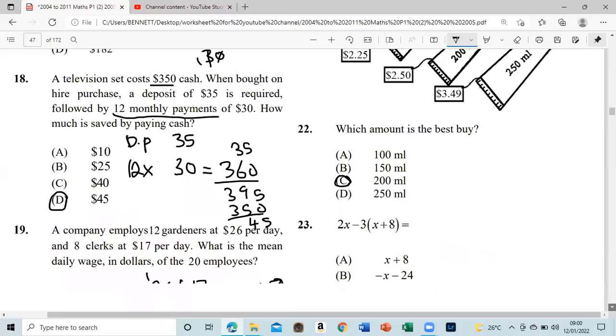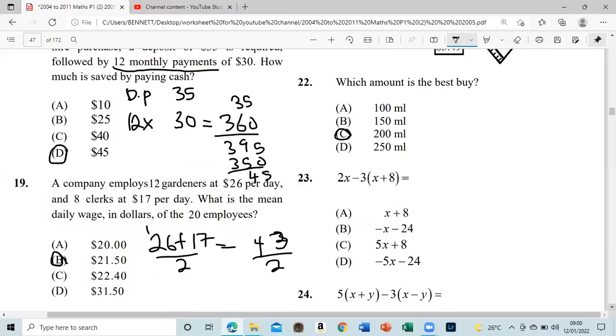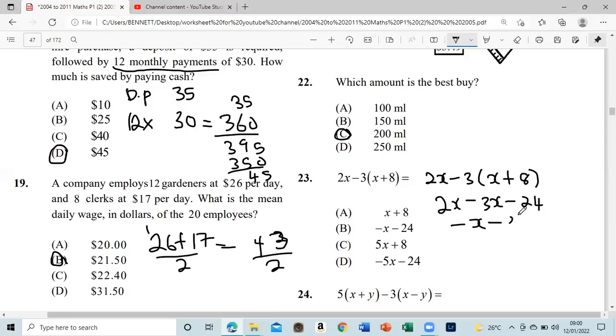All right, let's go, 2x minus 3x. So let us just rewrite this, and then we can expand the bracket. That will give us negative 3x and negative, negative 24. Don't forget the 2x. 2x minus 3x, that's negative x, and then the minus 24.